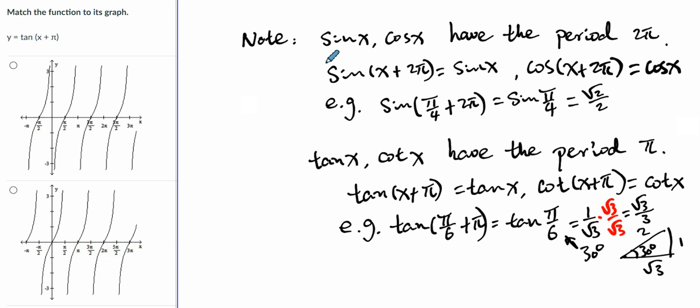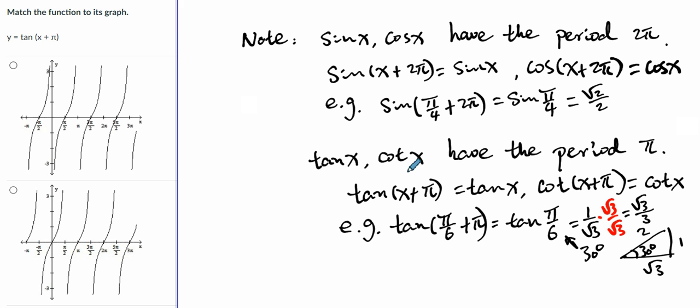Here we want to recall sine and cosine have the period 2 pi. That means sine(x + 2 pi) is sine x, and cosine(x + 2 pi) is cosine x. So whenever you add 2 pi, the value of sine goes back to the original one. And we know sine(pi/4), which is sine 45 degrees, is radical 2 over 2.